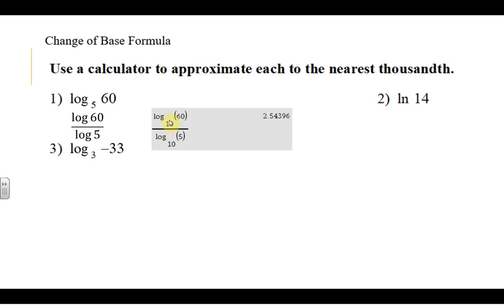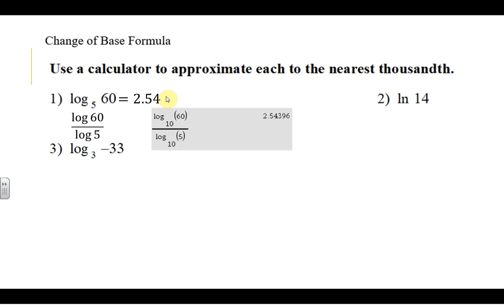Now remember, the little boxes, those will be blank. Don't fill those in. Push over to get your 60 and push over to get your 5. If you put 10 in there, that's fine, but you can leave it blank because remember, it's common log. Then your calculator will pop it out, and you just have to make sure you round to the correct decimal place. Nearest thousandths.